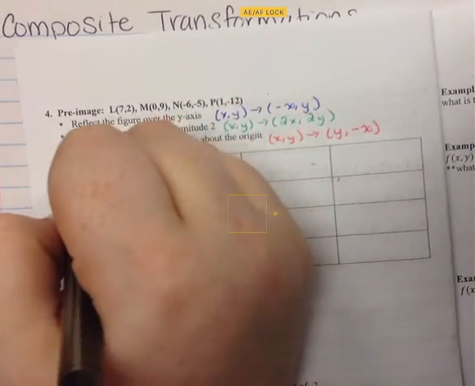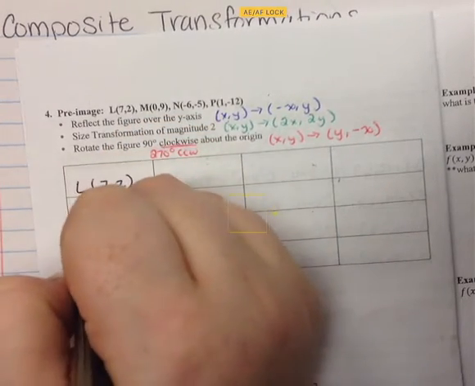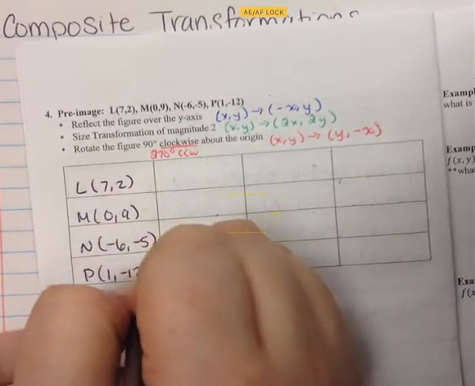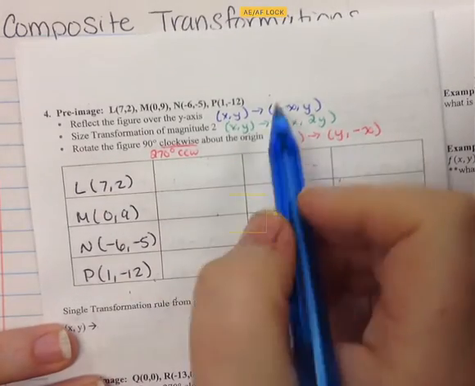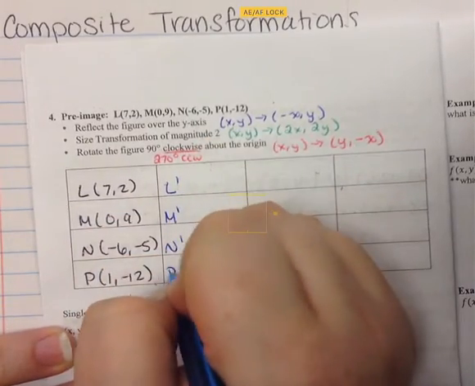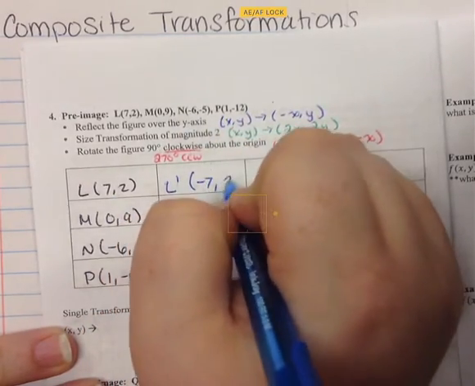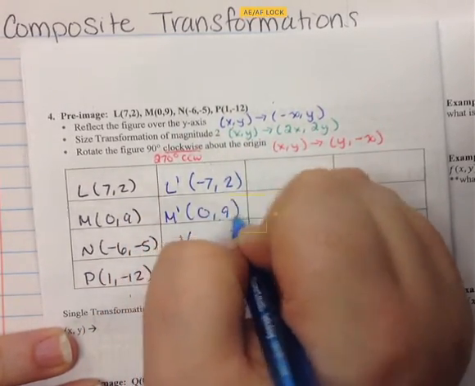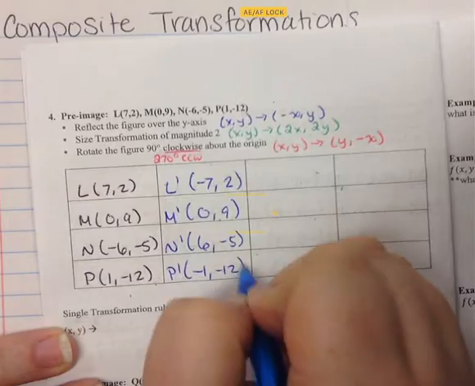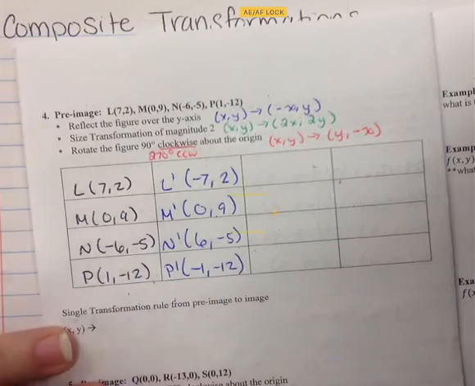So we have L is at 7, 2, M is at 0, 9, N is at -6, -5, and P is at 1, -12. So for the blue, we're just going to negate the x values. So we have L prime, M prime, N prime, and P prime. Just negate all the x values. So we'll have -7, 2; 0, 9, because you can't negate 0; 6, -5; and then -1, -12. You just change all the signs on the x's. You did not touch the y's, you just rewrote them.